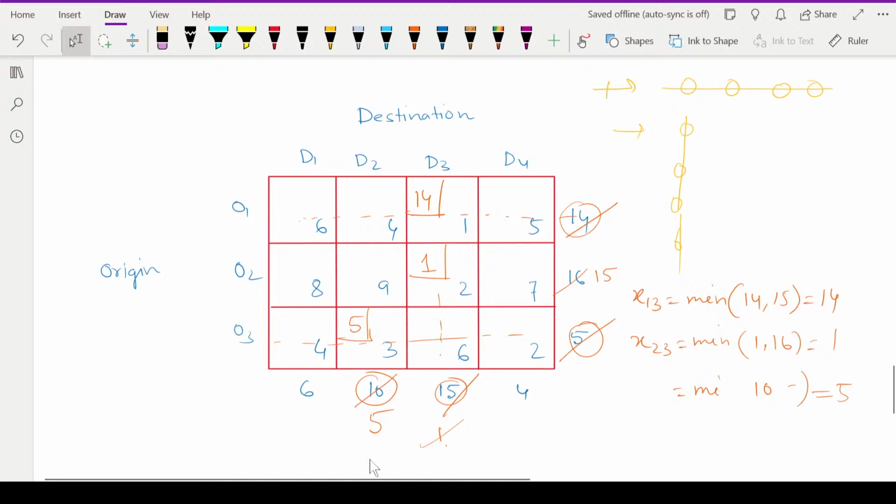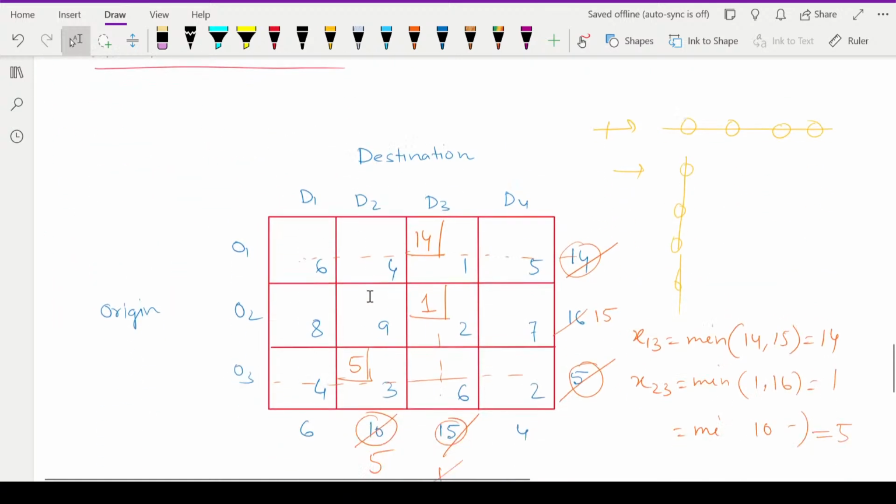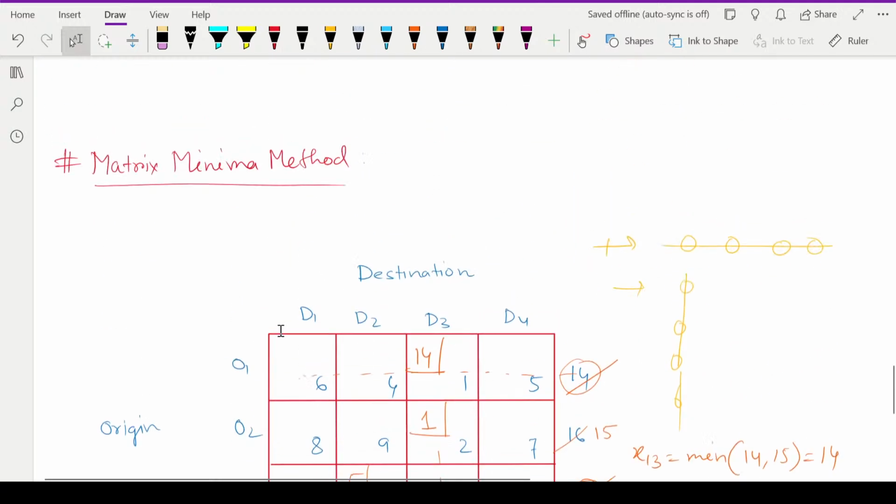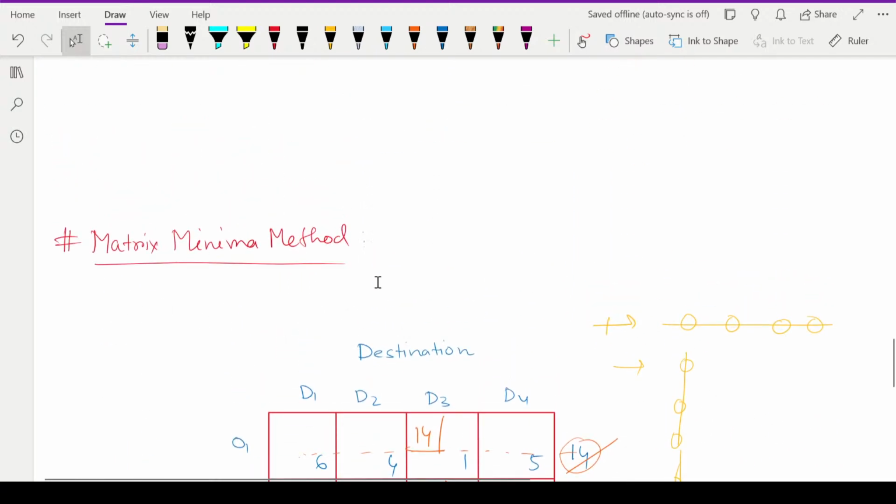So the class ends for today. In the next lecture I will discuss the matrix minimum method. There is some mistake, a technical issue, so the class ends for this session. Thank you, see you again in the next lecture with the matrix minimum method.